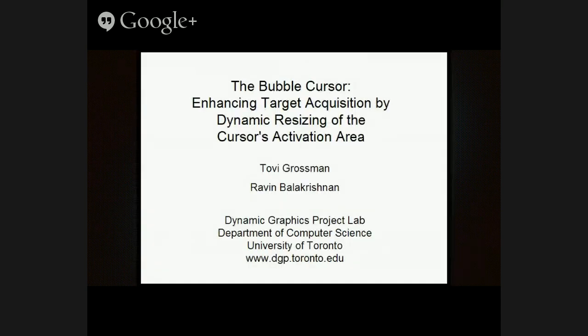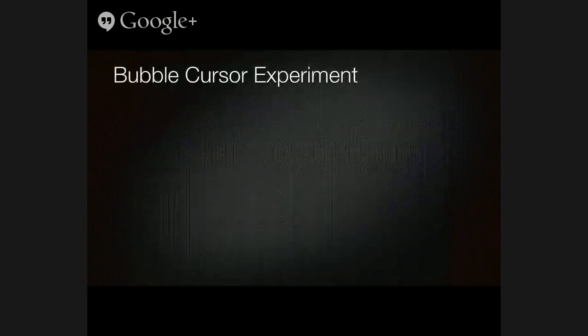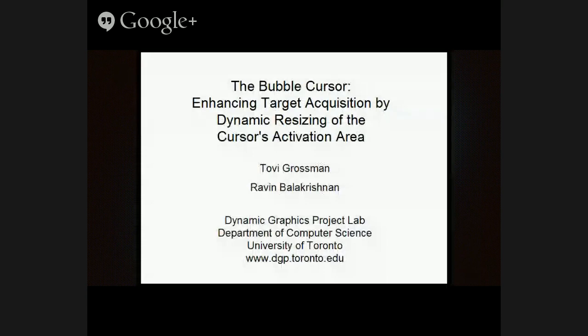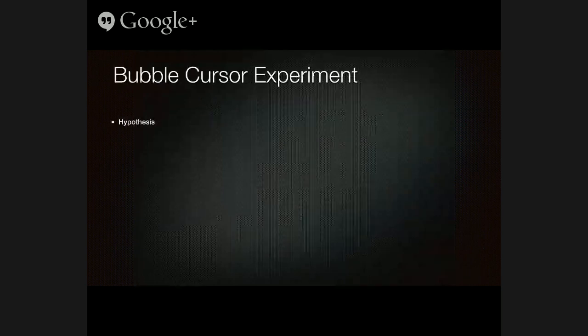Okay, so that's exciting. This was a famous experiment that they did very well. This paper is very well known. So what would be a reasonable hypothesis if you were to run a user study about the bubble cursor? Hit me with the hypothesis, please.